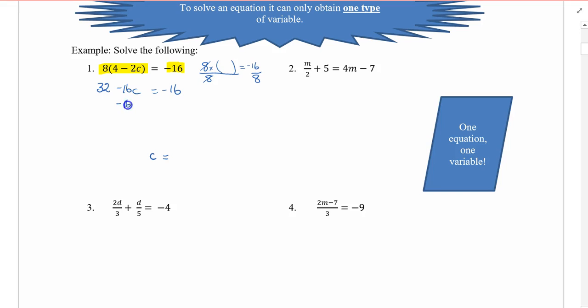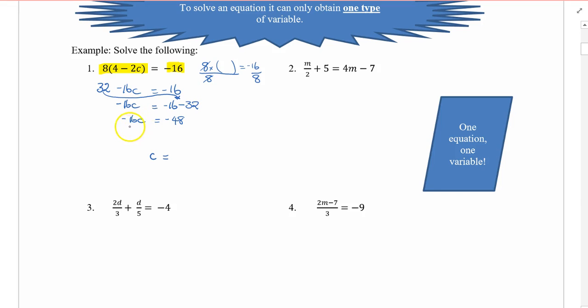So I've got minus 16c, I've got minus 16. The term I want to remove is the 32. I'm going to take it over to the 16. Two things happen, it becomes a minus. And the other thing that I've created is I've got two terms that can be simplified. So you can see that gives me minus 16c is equal to simplifying these to minus 48.